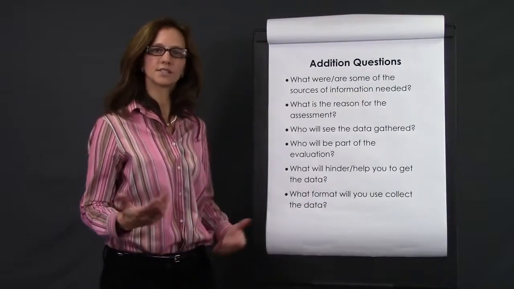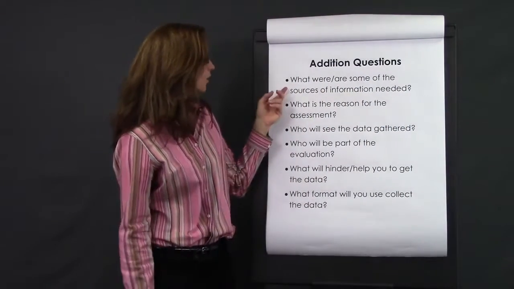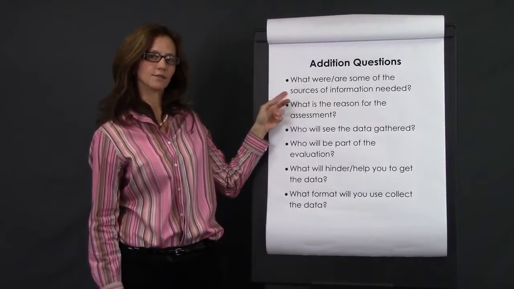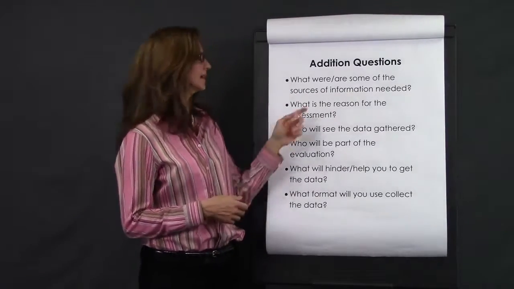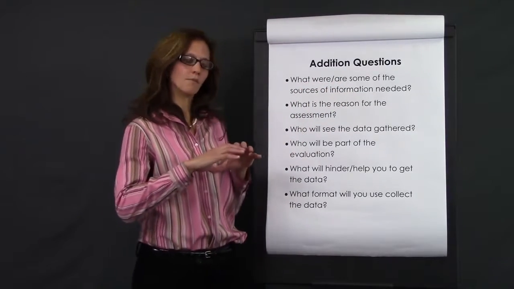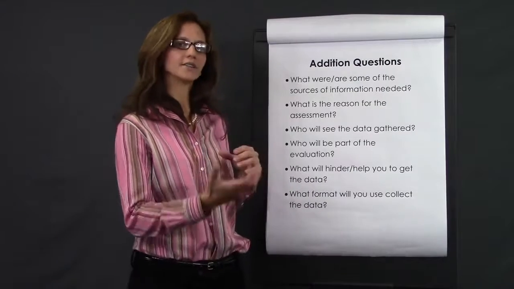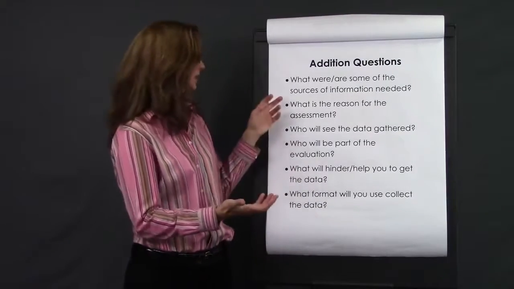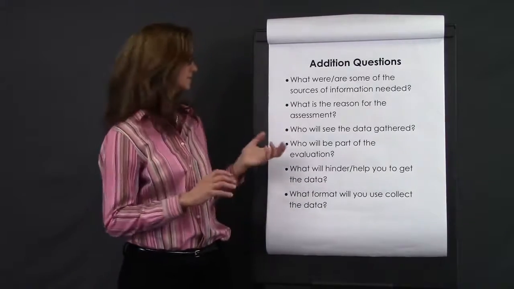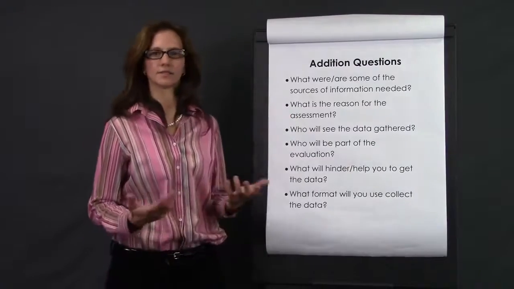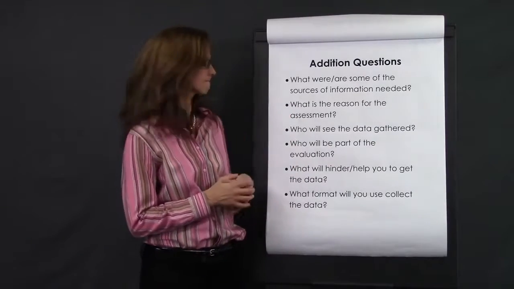So, additional questions to consider. What were or are some of the sources of information that are needed? What is it that you would like to collect? When we say what were and are, it's because sometimes we have to think of the information we have prior to the initiative so that we can compare what was to what is. And what is the reason for the assessment? Why do you want to do this assessment?